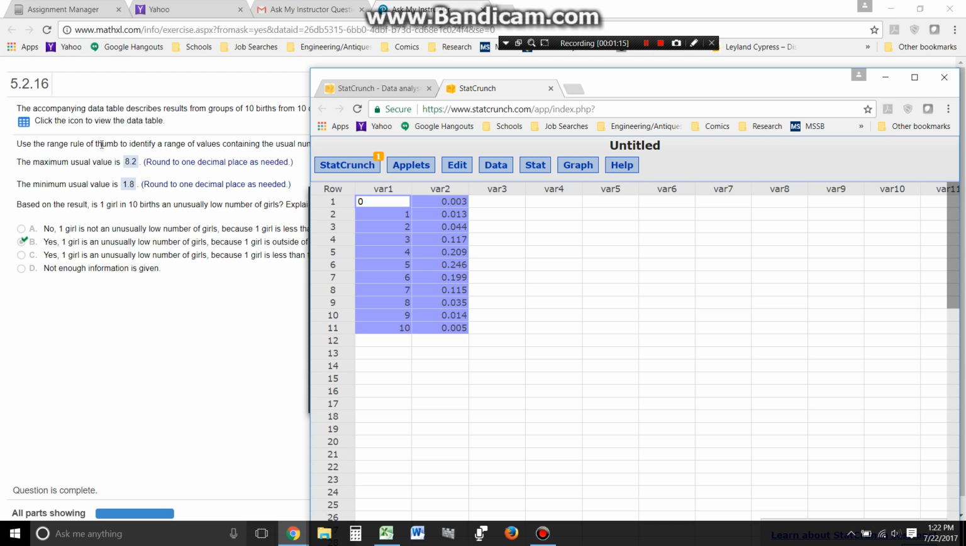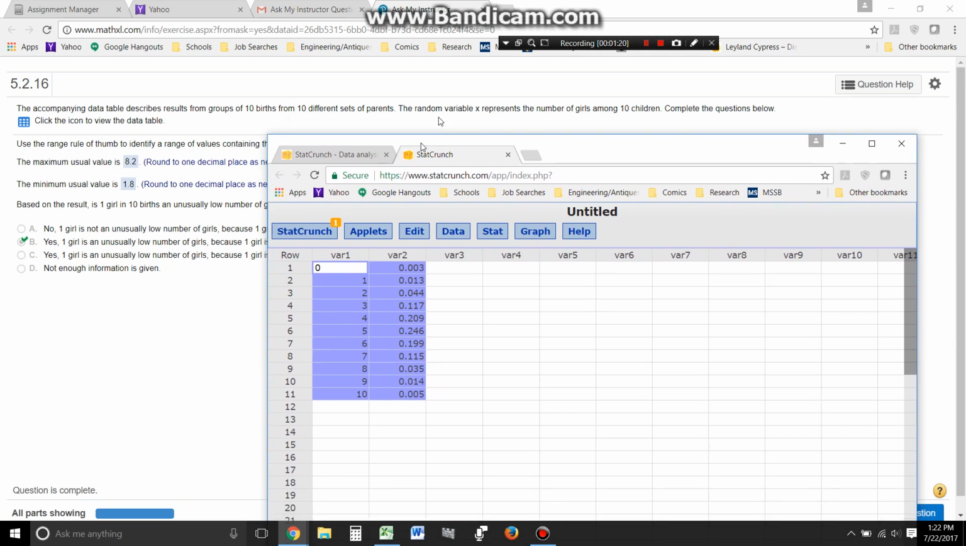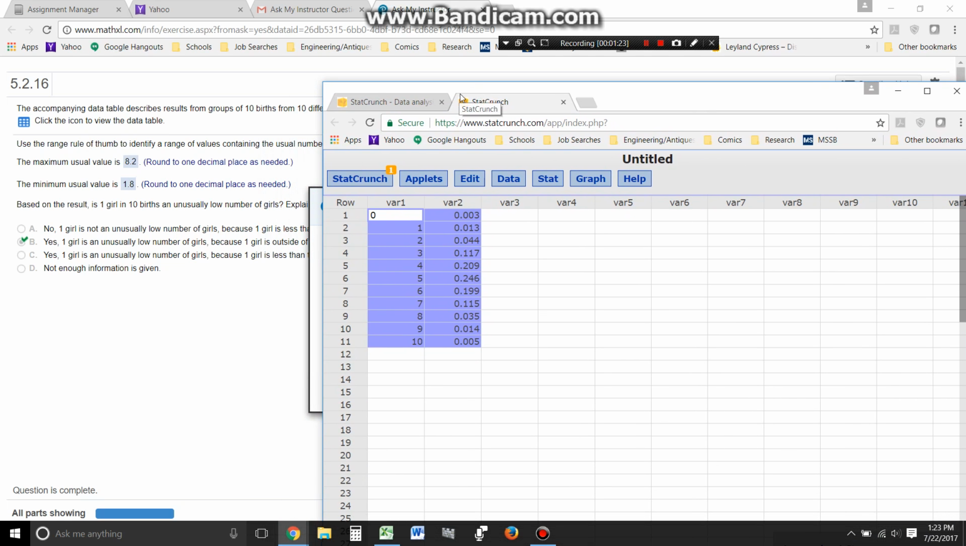So they want to find the range, they want to use the range rule of thumb to identify the range of values containing the usual numbers. Well, usual means a probability greater than 0.05. Okay? And according to the empirical rule, 0.05 is roughly 2 standard deviations from the mean.